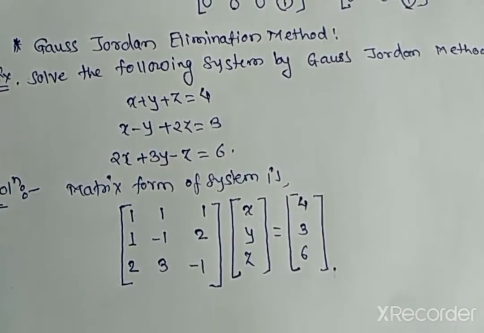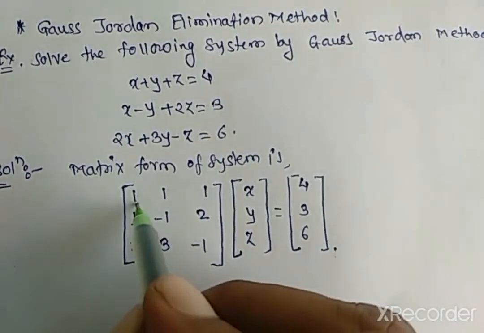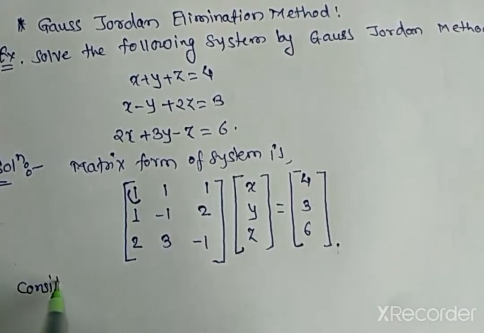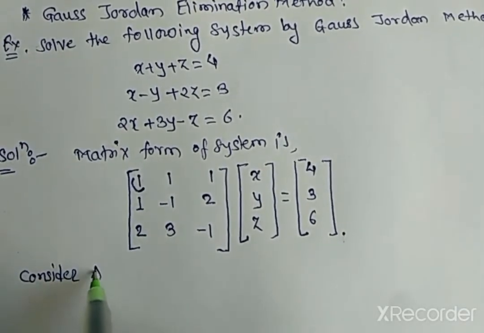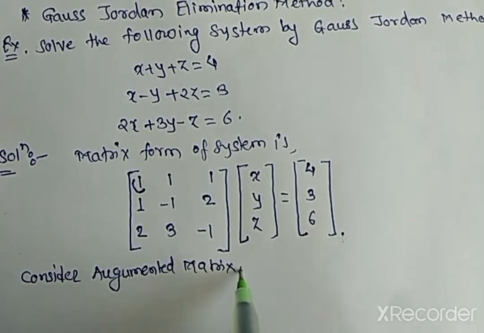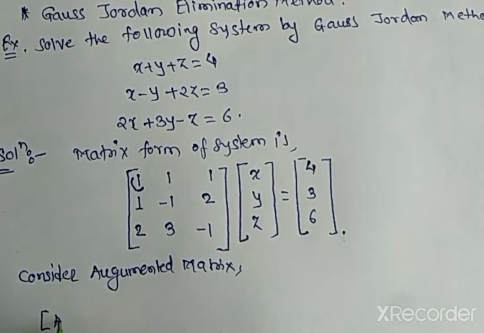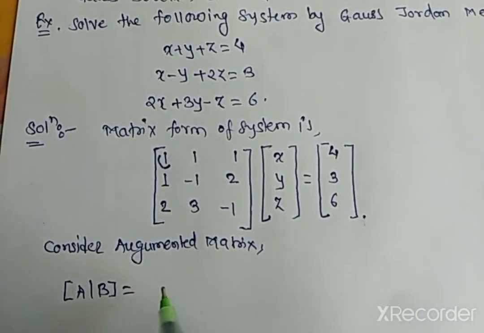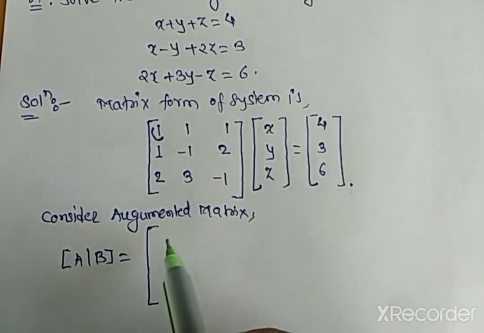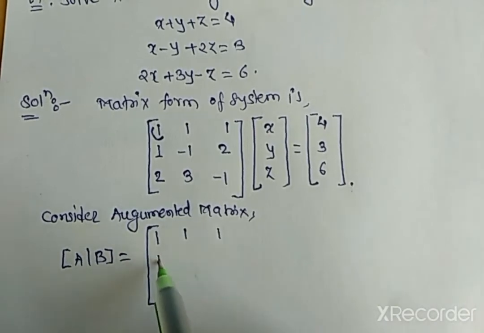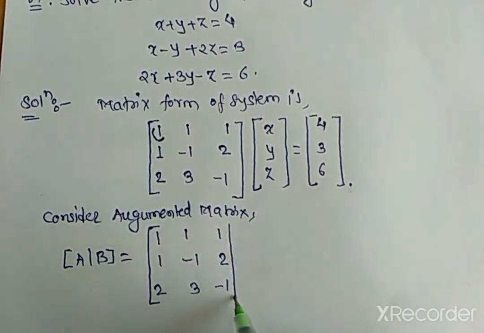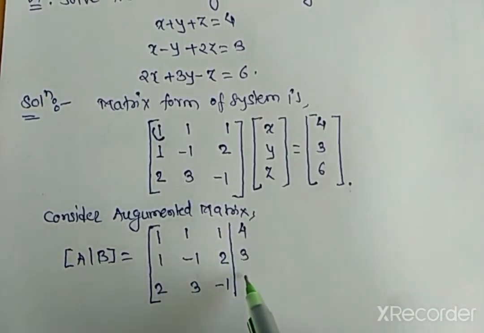Okay, now we have to write the augmented matrix. Consider the augmented matrix. So here A augmented B is equal to the matrix 1 1 1, 1 minus 1 2, 2 3 minus 1, augmented with the constant matrix 4 3 6.